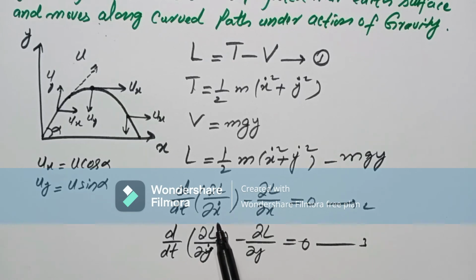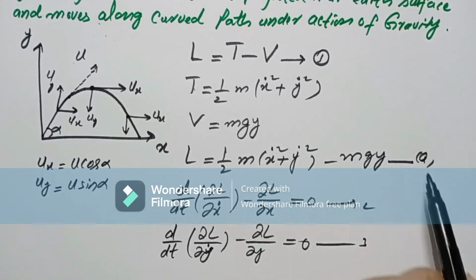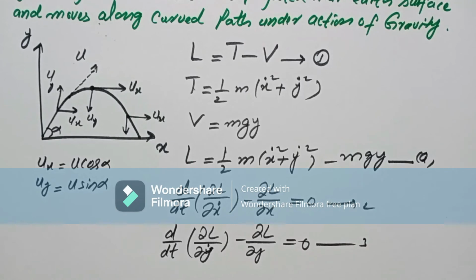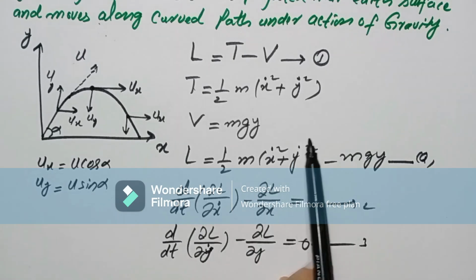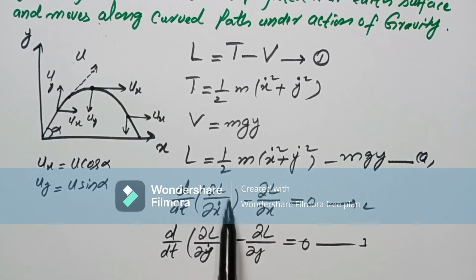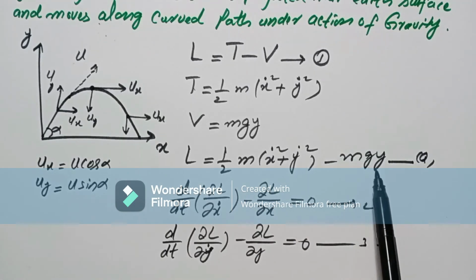Partial L over partial x dot, partial L over partial y dot, similarly partial L over partial x and partial L over partial y, from equation A, the Lagrangian of the system. We can see partial L over partial x dot will be m x dot, and partial L over partial x will be 0, no x component. Similarly partial L over partial y dot will be only due to the second term, that will be m y dot, and partial L over partial y will be minus mg.